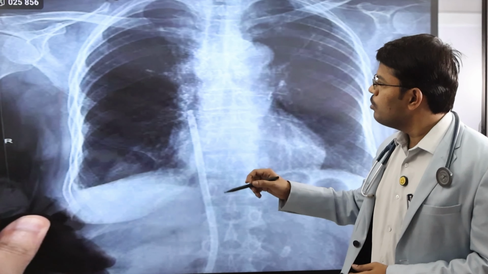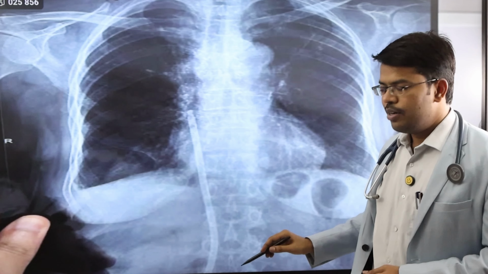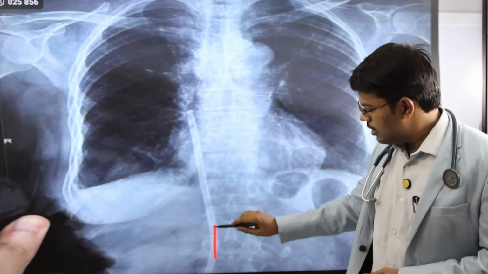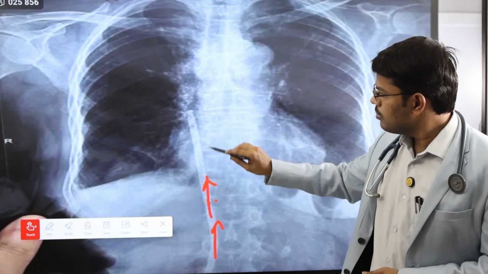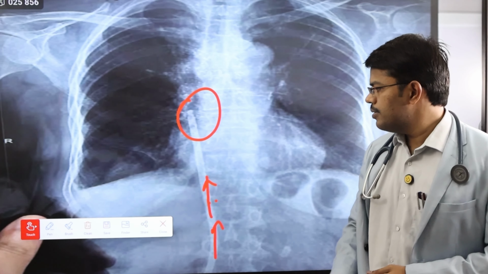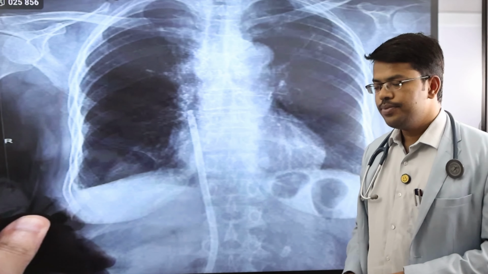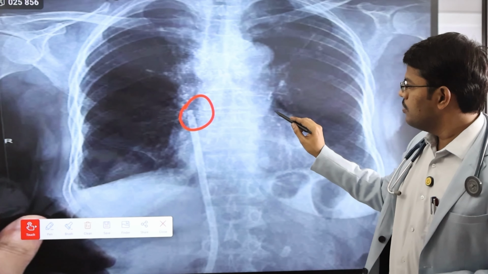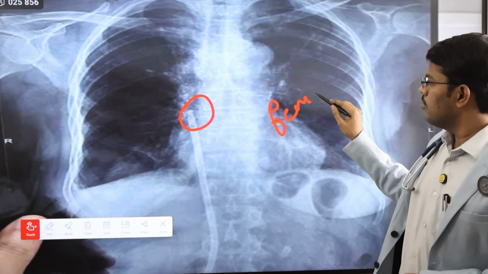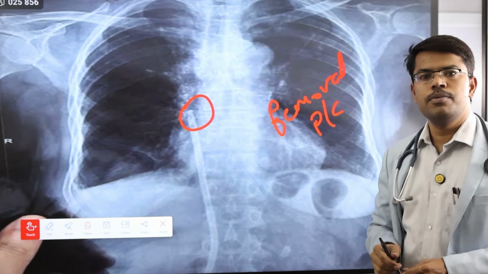Because usually you might have seen a dialysis catheter coming from above and going towards the heart. Look at this X-ray. This is coming from this side and the tip is somewhere here. So what is this one? From the lower side it is coming up. What is this? The tip is here. It is a femoral perma cath.